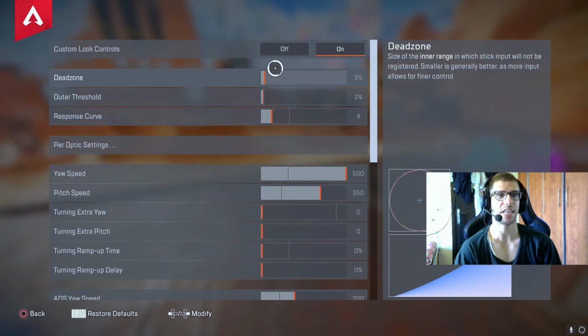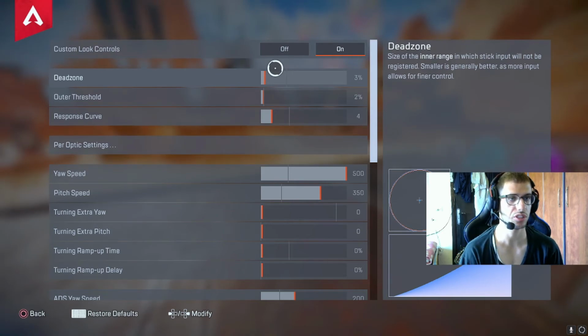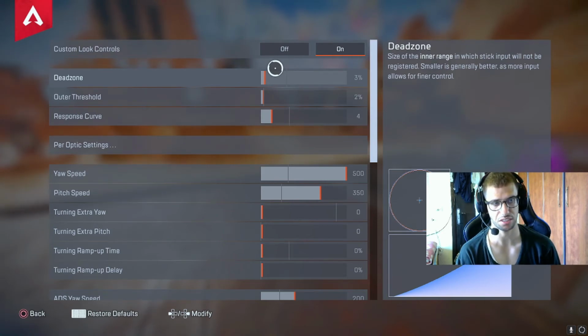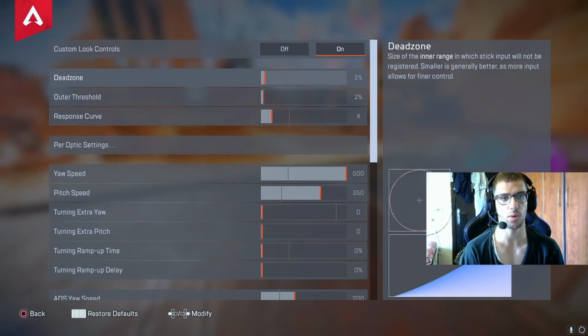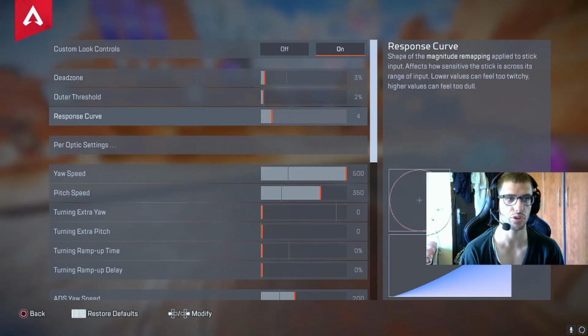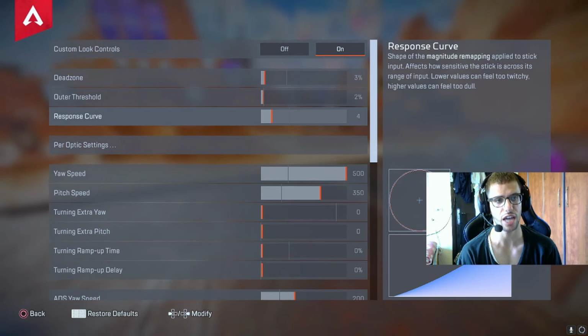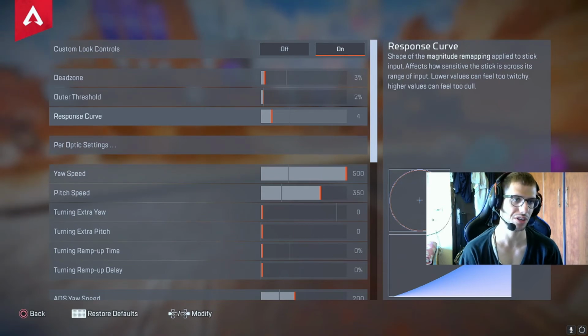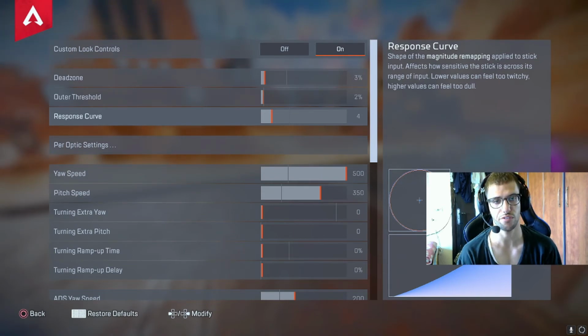So when is dead zone too much, and when are you gonna use high dead zone or smaller dead zone? Let's speak about it. If you want to change dead zone, of course you have to look at the response curve, because if you have a low dead zone and low response curve, then you're gonna have a lot of stick drift.